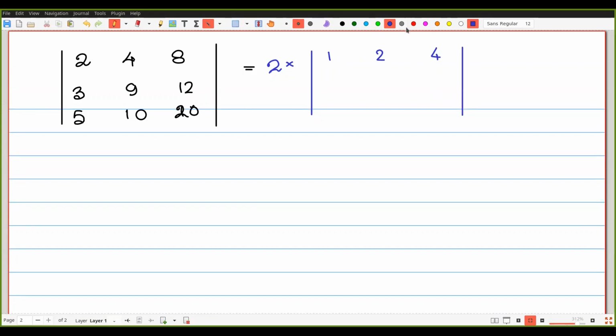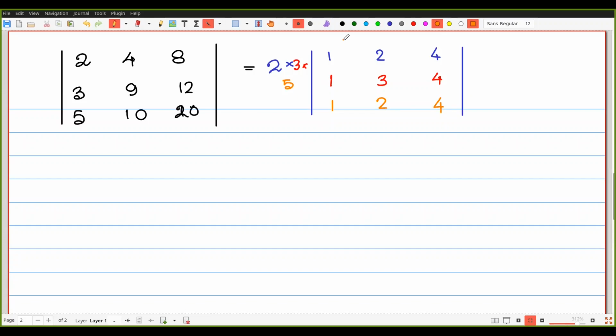Okay. Now from the second row, we can find 3 is a common. So we can write 3 taking out, and here 1, 3, 4. Same as in the third row, we can take out the 5 as a common. So that is 1, 2, 4.